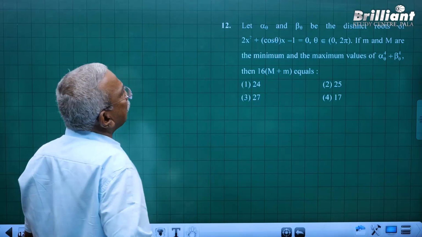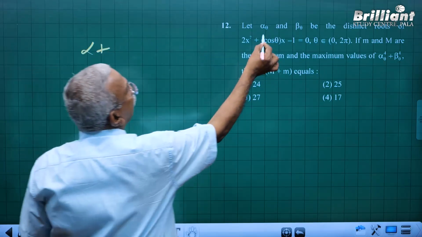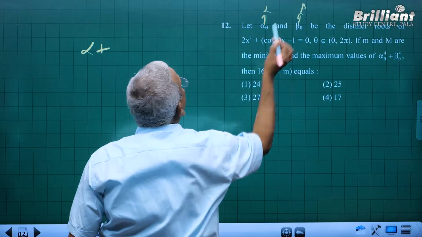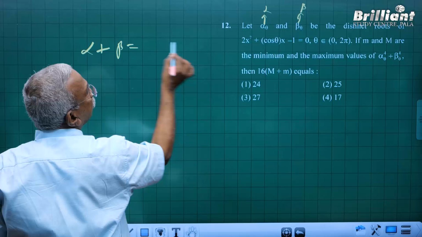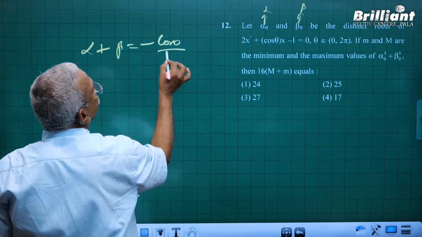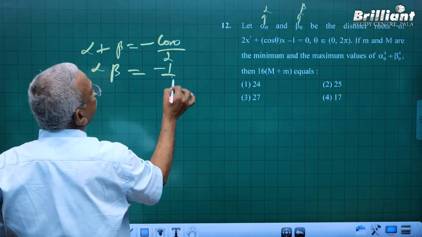So you can ignore that theta. We can see that alpha plus beta. Let this be alpha and that be beta. So alpha plus beta is equal to, by using the quadratic equation, what? Minus cos theta divided by 2. And alpha beta is equal to minus 1 by 2.